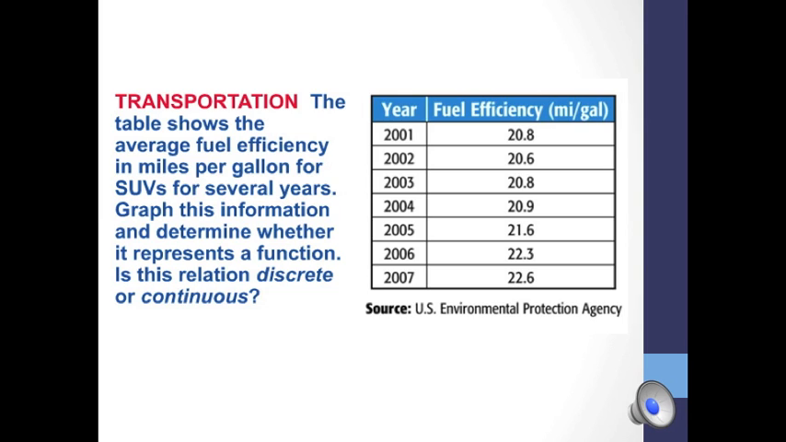Here we have an example on fuel efficiency based on the SUV's year that it was made. So varying years is my input, fuel efficiency is my output. And the best way to decide if this is a function is to actually graph it. And in your graphing, make sure you have the year as your x coordinate and the fuel efficiency as your y coordinates. Make sure you go by certain tick marks.